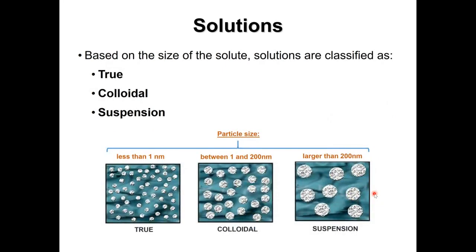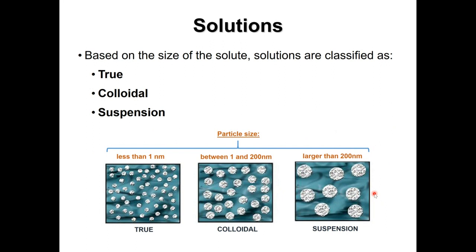Now, solutions can be divided into different types based on the size of the solute particles that ultimately get resuspended in the solvent. If you're working with a very small solute, it's basically as big as a maximum of 1 nanometer. A nanometer is 10 to the minus 9 meters, or 10 to the minus 6 millimeters. That's as small as it is. In this case, we refer to the solution as a true solution.